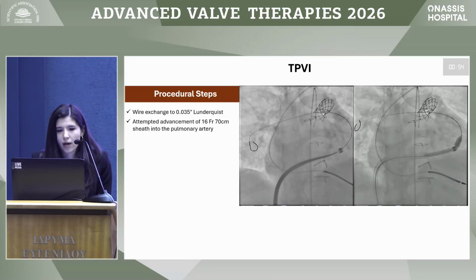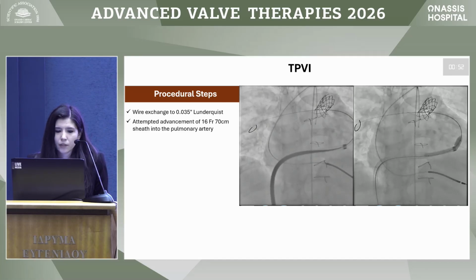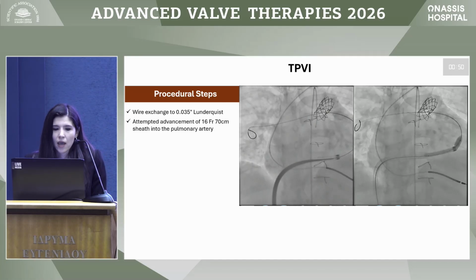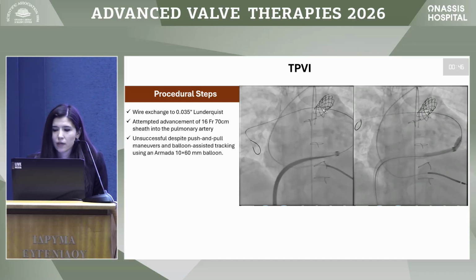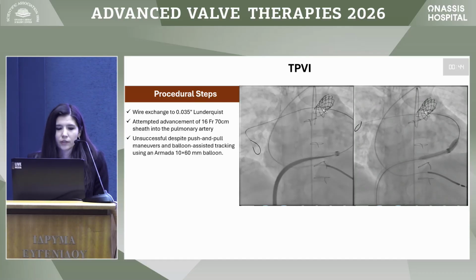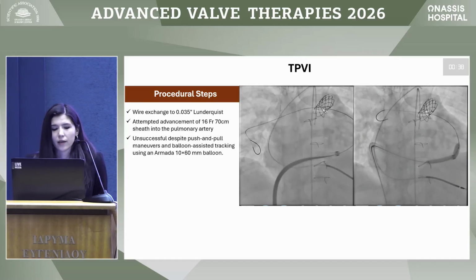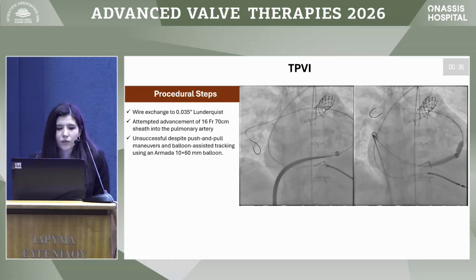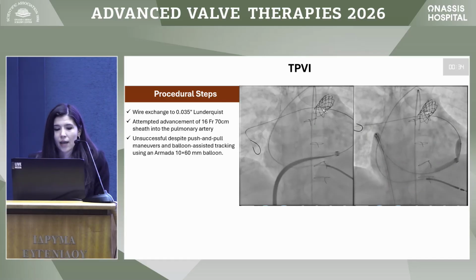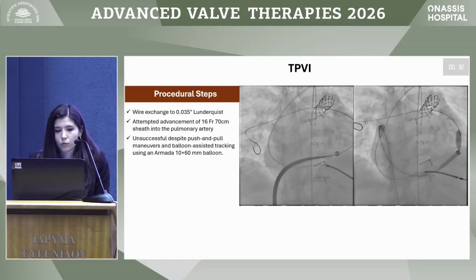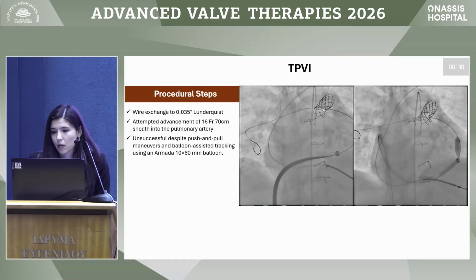So we exchanged the wire for a Lunderquist, and we attempted to advance a 16 French sheath into the pulmonary artery, but you see that we couldn't do this despite push and pull maneuvers and despite using a balloon-assisted tracking technique with an Armada 10 by 60 millimeter balloon.